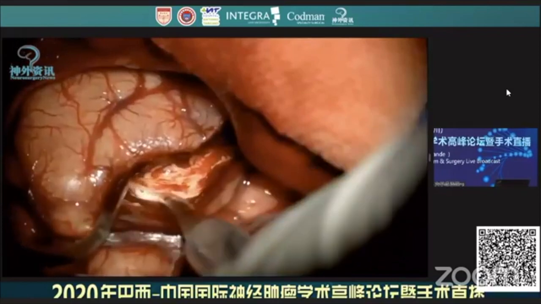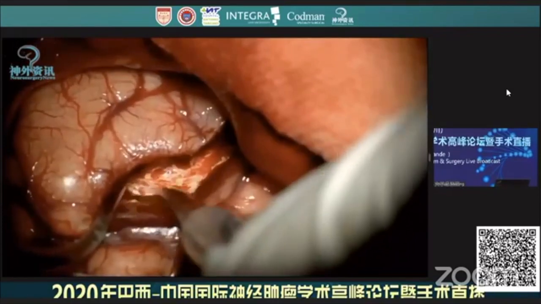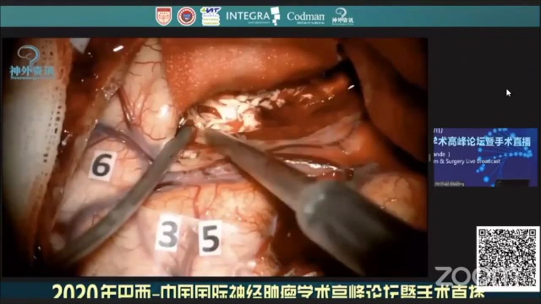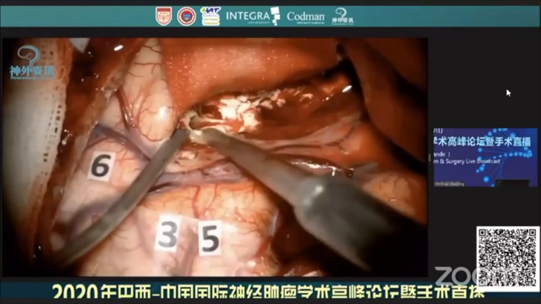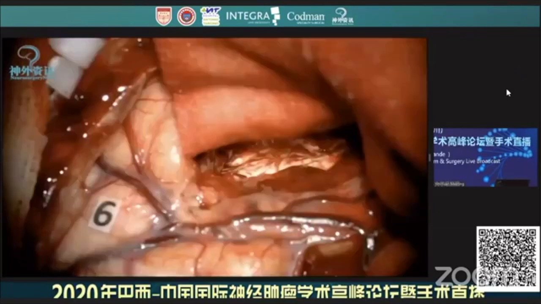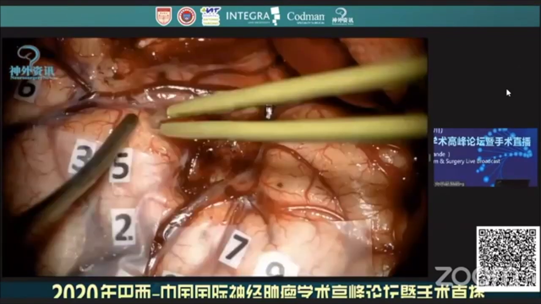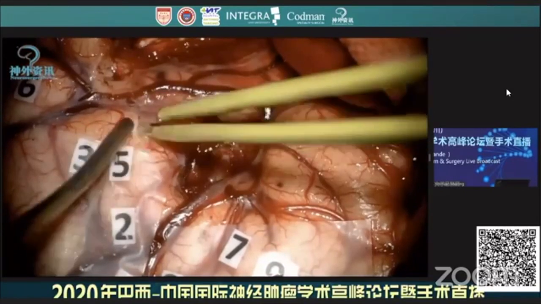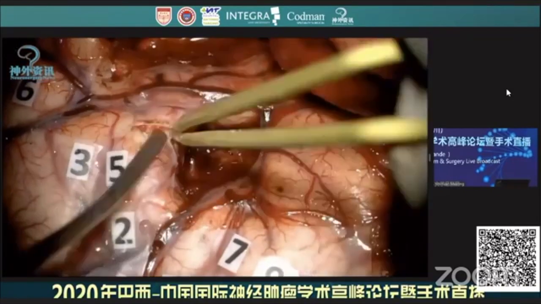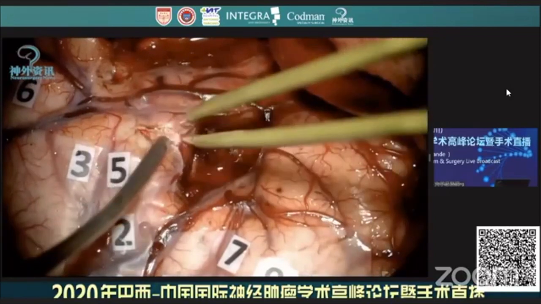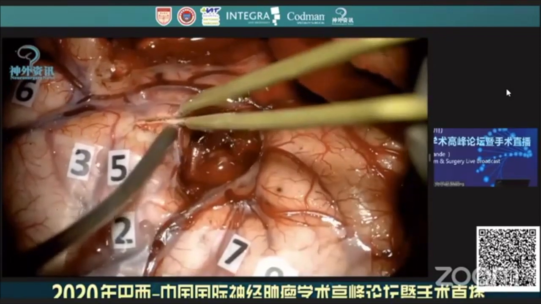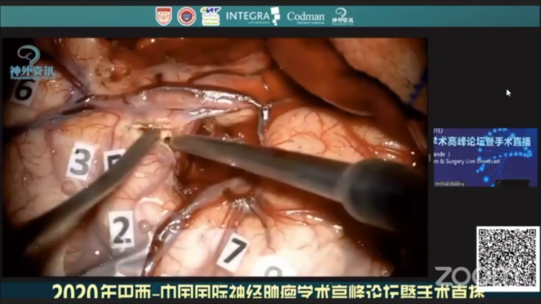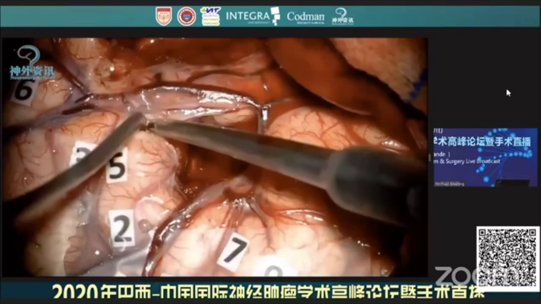The MCA bifurcates at the limen insulae, forming various M2 branches on the surface of the insula. Resection should be carried out in between these vessels, and the tissue selection parameter of CUSA was set above 3 for vascular protection. Positioned deep to the insular cortex are the extreme capsule, claustrum, putamen, the external capsule, and the internal capsule.